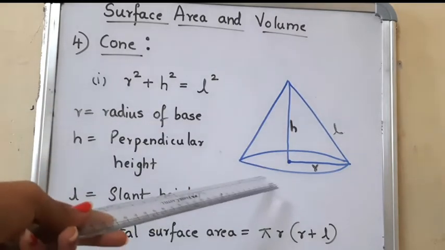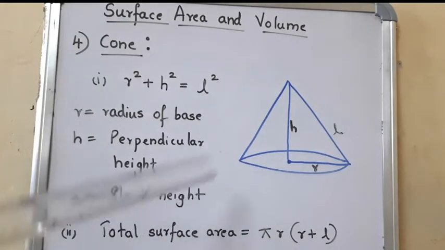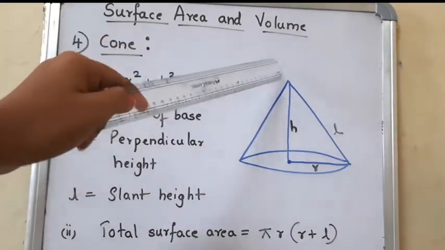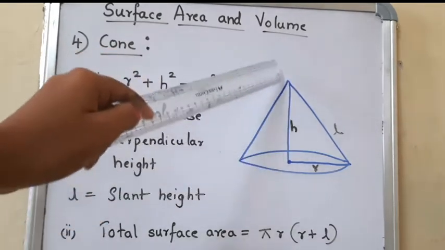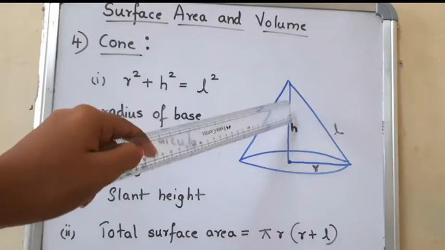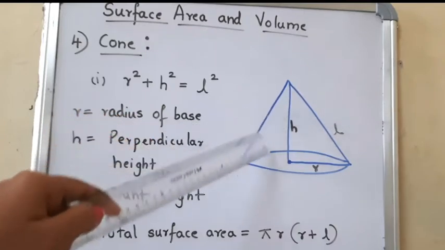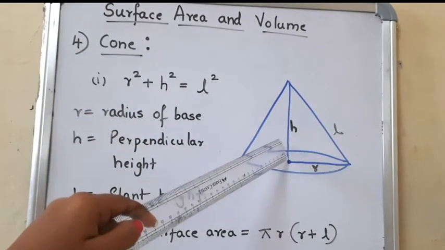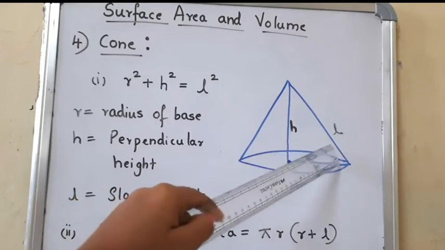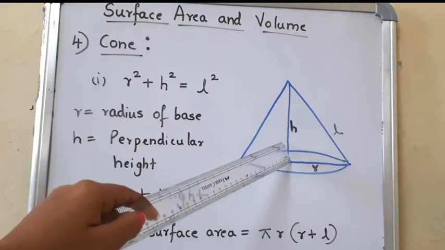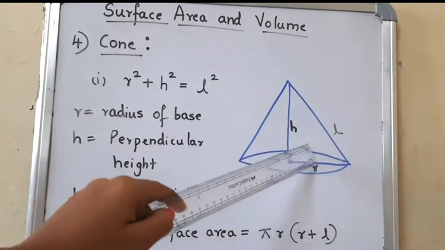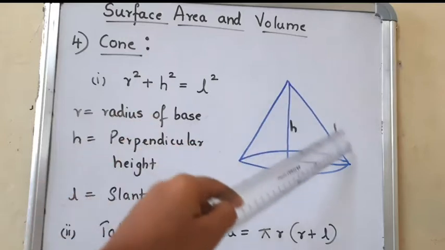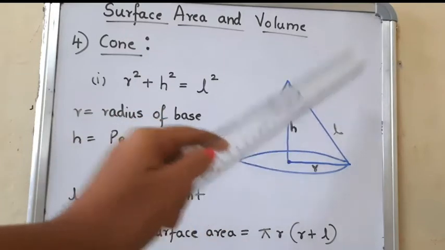So this is the picture of cone. Here you have a vertex. Then from vertex to center point, this is the height, which is called perpendicular height. From here center point, we have radius, that is radius of the base of cone. This is the base, right? So this is radius R, and this is slant height, that is L.